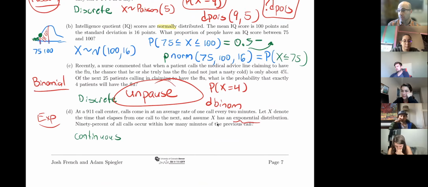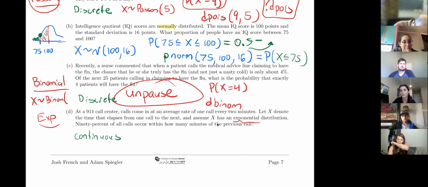Yeah, and so in C, it's pretty similar. We want to know what is the probability that X has exactly 4 successes. And in this case, success is not necessarily a good thing. But here we've got that X is binomial distributed. And we know that we've got 25 trials, so that's our value for N. And each time the probability of a success, of that person having the flu, is 4%.